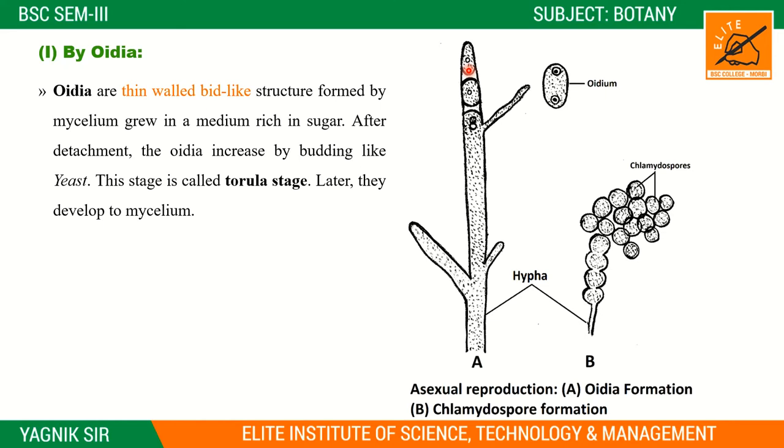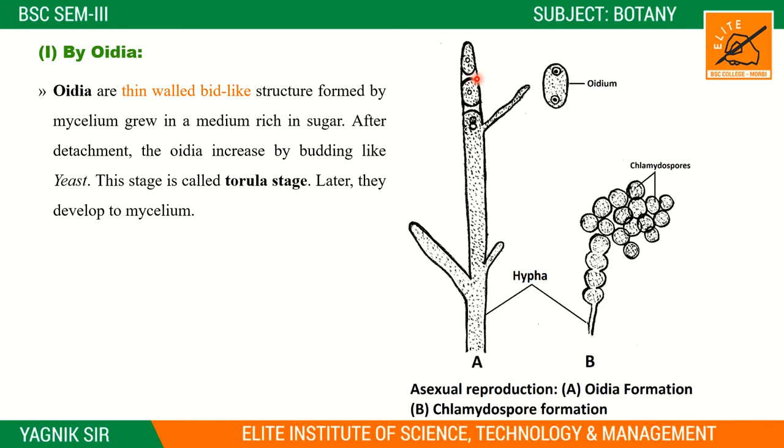And this oidium is produced at a very rich sugar level. When the media has a high sugar content, this structure will develop. Do you understand what I am saying? So this stage is called the torula stage. We already studied torula conditions in the earlier slide. Later they develop into the mycelium.